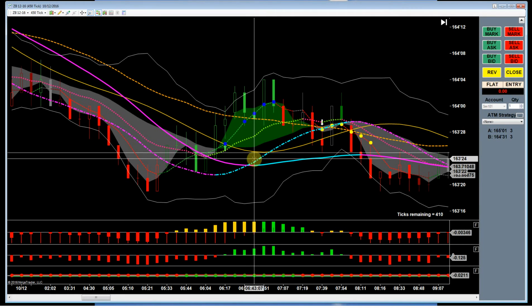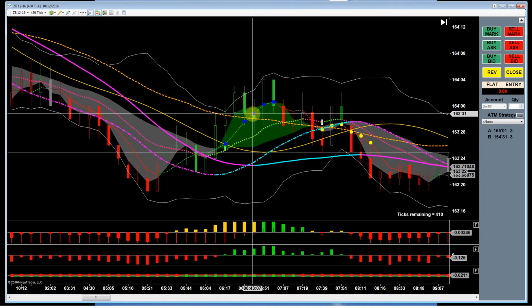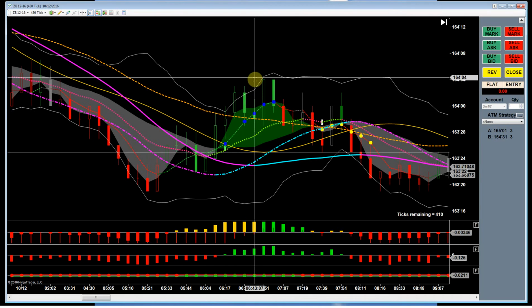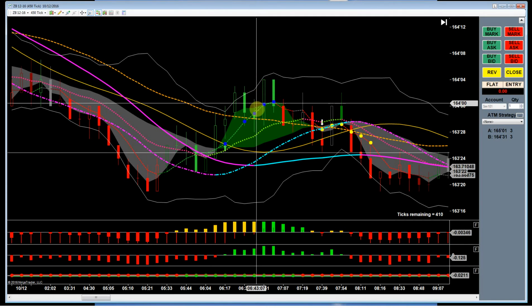to pan out. So the pullback to the sig line comes right in here at 31, and 31 shoots up to 04 for exactly 5 ticks on that. You see that?